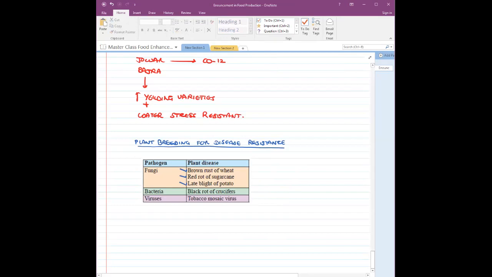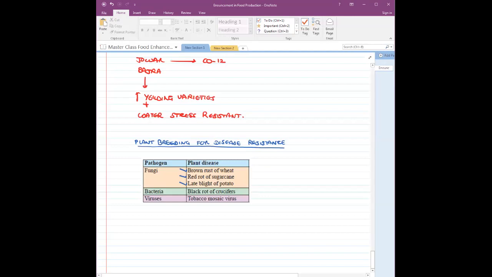Sometimes you must have seen this brown rust of wheat. If sometimes you store wheat and it is infected, then what happens? You see some powdery substance coming out of it. That is nothing but your brown rust. And in the case of late blight, you are going to see that the flowers are not going to bloom properly. It is going to be really delayed growth and delayed blooming. That is late blight. So these are your fungal diseases.